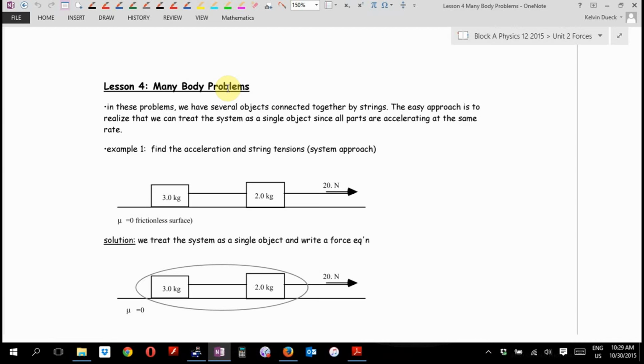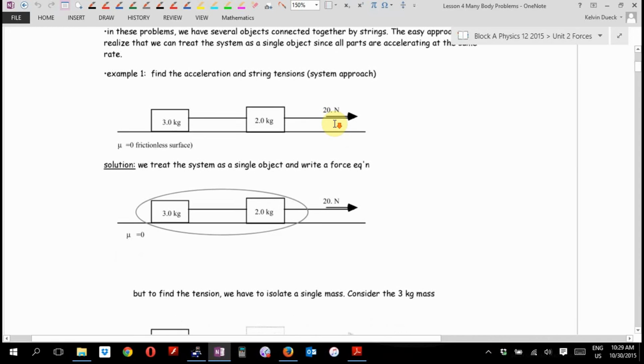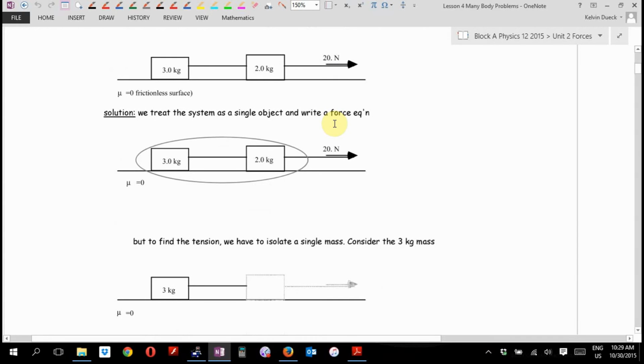So in these problems, in many body problems, we have several objects connected together by strings. The easy approach is to realize that we can treat this system as a single object, since all parts are accelerating at the same rate. So example 1 says, find the acceleration and the string tensions. The solution is we're going to treat the system as a single object and write a force equation.